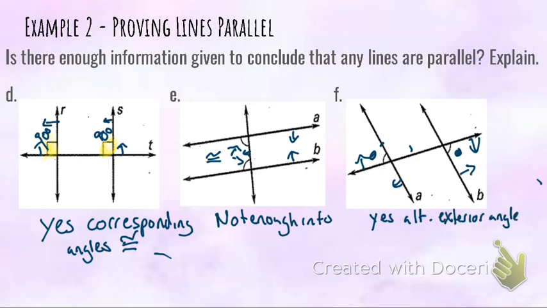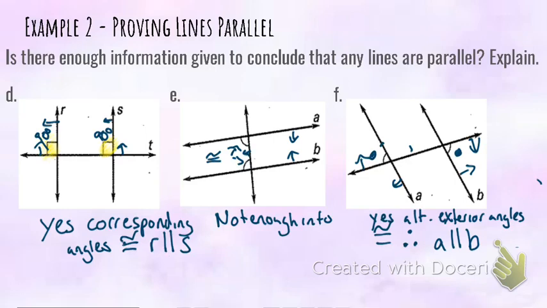So yes, alternate exterior angles congruent. That's a terrible congruent sign. Congruent. Therefore, A is parallel to B. I didn't say it on D. Let's go back. So those angles are congruent. So what is parallel? R is parallel to S. I'm going to erase that little mark I had there before I did it. Okay, excellent job, guys.